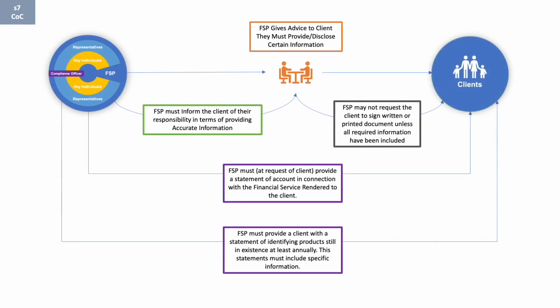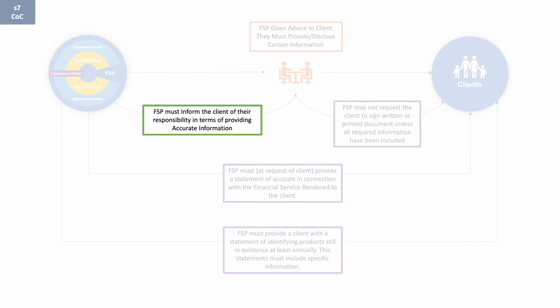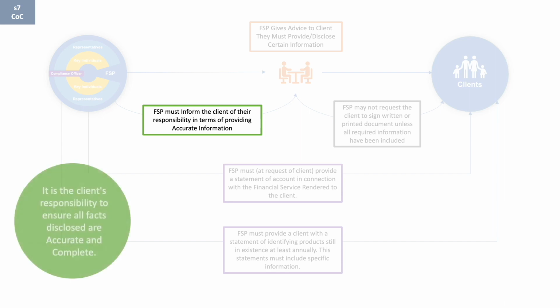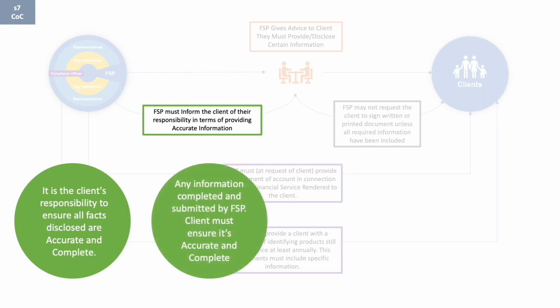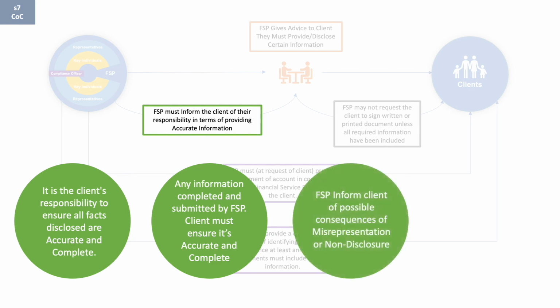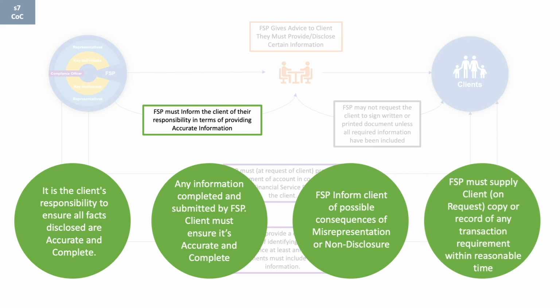We will now cover facts that the FSP must tell and inform the client of in terms of the client's responsibility in providing accurate information. It is the client's responsibility to ensure all facts disclosed are accurate and complete. Any information completed and submitted by the FSP, the client must ensure it's accurate and complete. The FSP must inform the client of possible consequences of misrepresentation or non-disclosure. Simply put, the results of giving incorrect and incomplete information. The FSP must supply the client, on request, a copy or record of any transaction requirements within reasonable time.